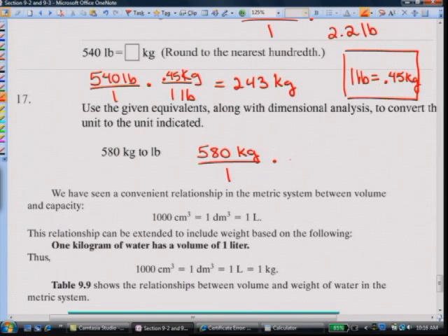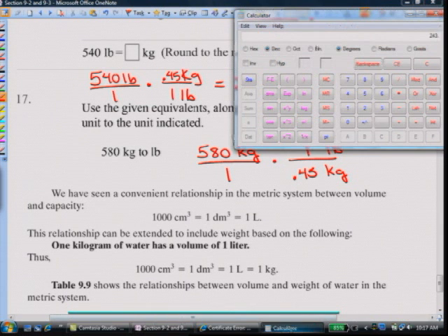And then to do number 17, you have 580 kilograms over 1, and we'll use the same chart. We want to get that to pounds, so we'll put the pounds here and the kilograms down here, and we'll put a 0.45 here. So we'll do 580 divided by 0.45, which is 1,288.89 pounds.